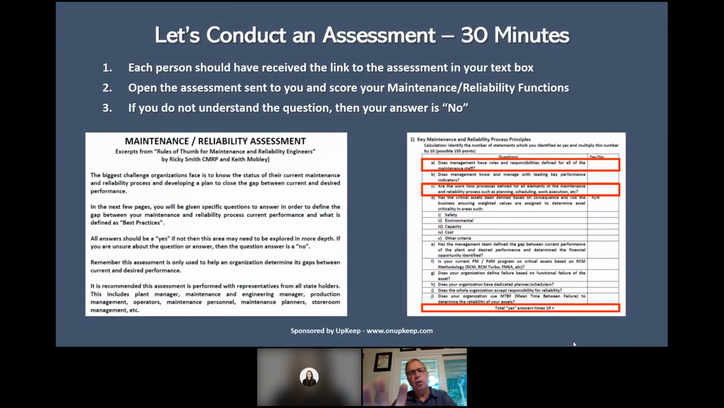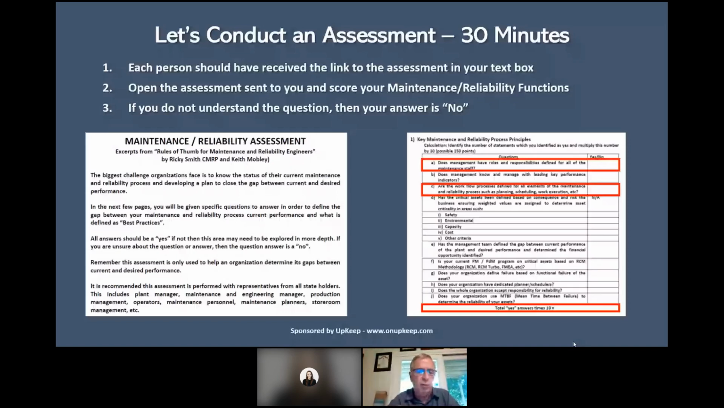Okay. I hope that you see the value of the assessment. When you go back to your operation, you may want to sit down and take this assessment. That's why I gave you a copy of it, because it isn't about, okay, I learned something in here. It's about going back and identifying the current state. Where are you in your organization? This assessment came from my book, mine and Keith Mobley's book on rules of thumb for maintenance and reliability engineers.